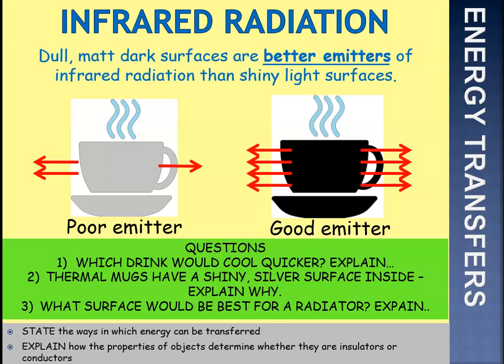What surface would be best for a radiator, and explain? Well, what do we want a radiator to do? We want a radiator to heat the room. We want it to give out heat as much as possible. So if I was going to paint a radiator, it would be painted black. Black is the best emitter of infrared radiation. It would give out lots and lots of infrared radiation to the surroundings, heating that up quickly.